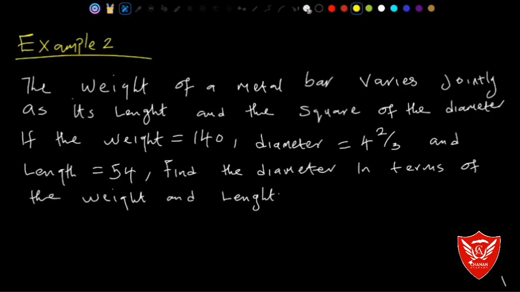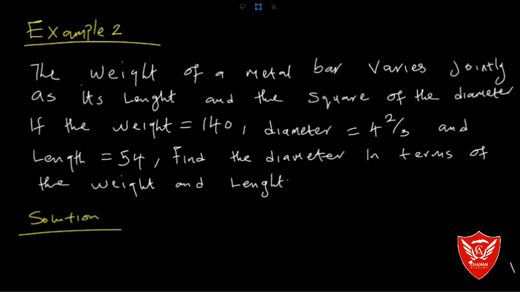The weight of a metal bar varies jointly as its length and the square of the diameter. If the weight equals 140, the diameter equals 4 2/3, and the length equals 54, find the diameter in terms of the weight and the length. Alright, so pause this video, try to see if you can solve this question, and then play.